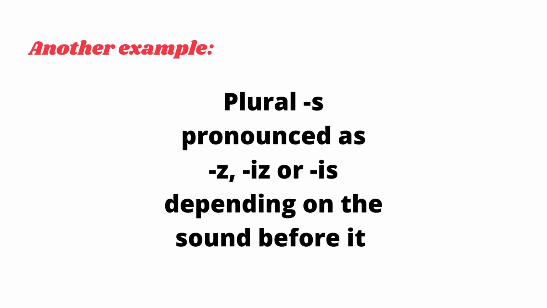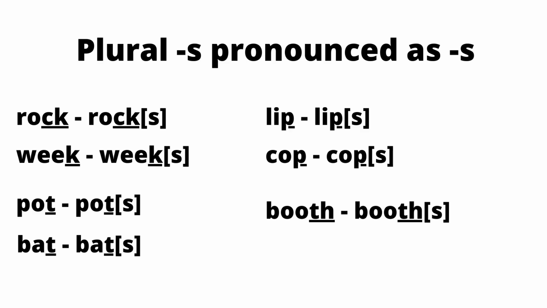Another example of a sound process is that the plural S becomes Z, or iz. Depending on the sound that comes before it, the plural S becomes a Z, or S, or iz. Notice that in the following words, the plural S is just an S. Rock, rocks, week, weeks, pot, pots, bat, bats, lip, lips, cop, cops, booth, booths.